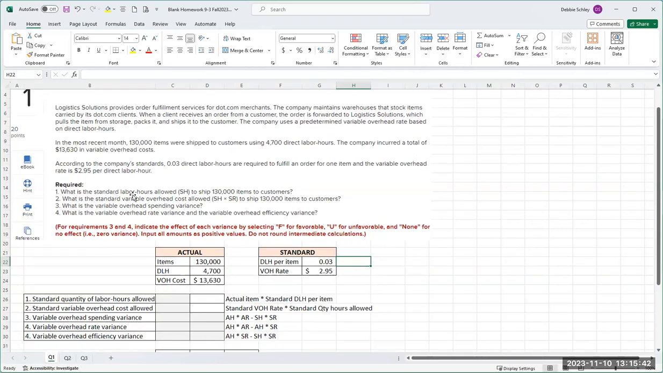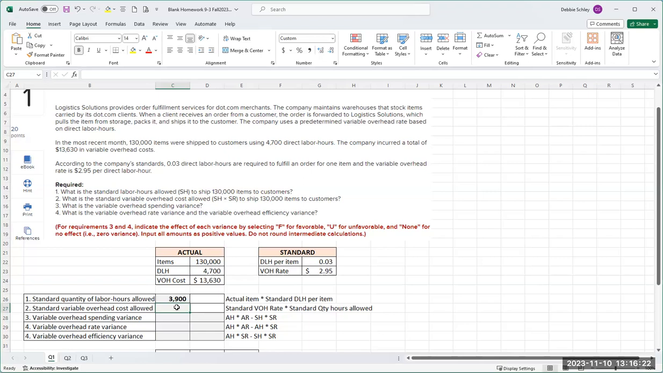So what is the standard labor hours allowed to ship 130,000 items to customers? That is going to equal the 130,000 items times the direct labor portion of an hour per item. So the actual items times the direct labor per item. Requirement 2, what is the standard variable overhead cost allowed for 130,000 items?